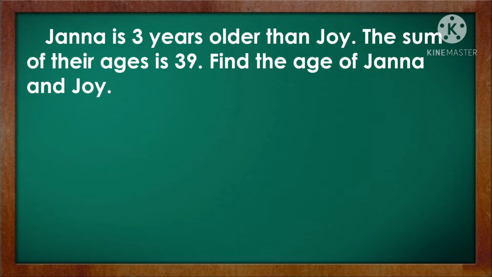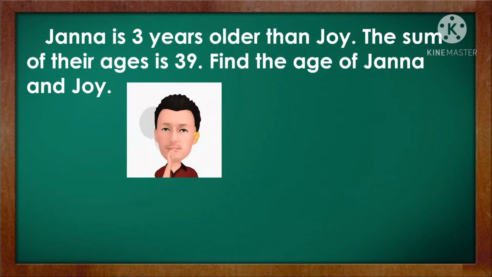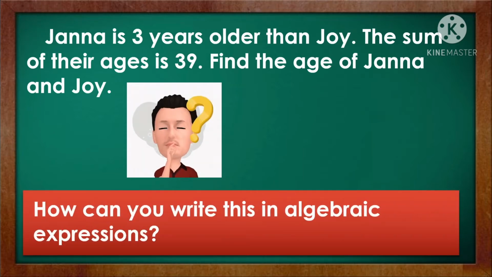Again, Jana is 3 years older than Joy. The sum of their ages is 39. Find the age of Jana and Joy. How will you solve this problem? How can you write this in algebraic expressions?